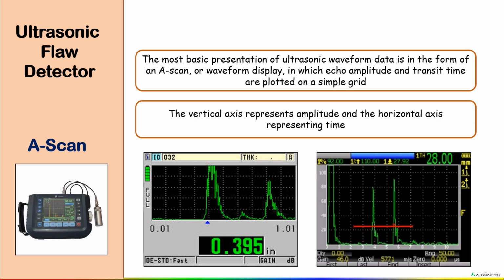A-scan display indicates discontinuity's depth in the x-axis and the amplitude of the sound reflection from the discontinuity in the y-axis, which is a relative measure of the size of the discontinuity. In ultrasonic flaw detector, A-scan method is used to detect the position and size of the flaw.